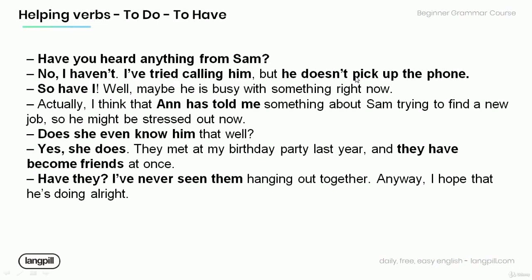Have you heard anything from Sam? No, I haven't. I've tried calling him, but he doesn't pick up the phone. So have I. Well, maybe he's busy with something right now. Actually, I think that Anna has told me something about Sam trying to find a new job, so he might be stressed out now. Does she even know him that well? Yes, she does. They met at my birthday party last year, and they have become friends at once. Have they? I've never seen them hanging out together. Anyway, I hope that he's doing all right.